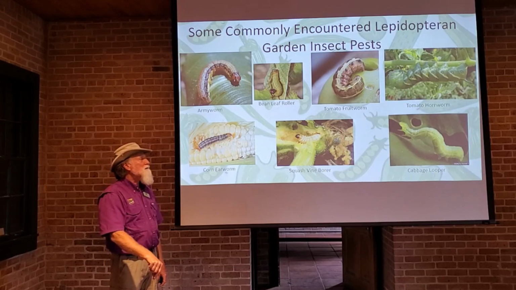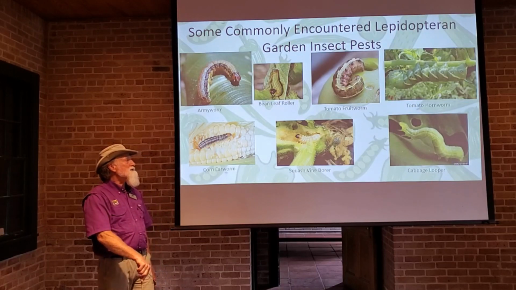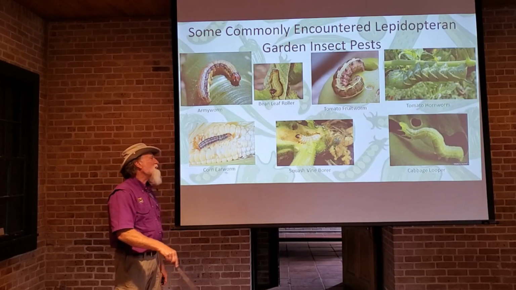Cabbage, broccoli, cauliflower, Brussels sprouts. Cabbage loopers can be very destructive.